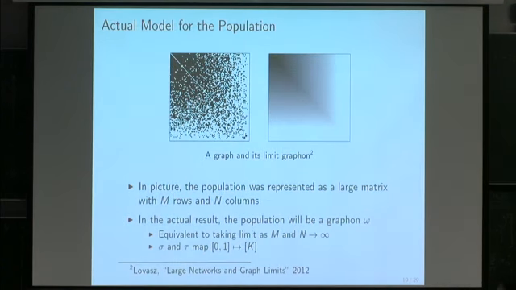In the picture, I represent the population as a large matrix with capital M rows and columns. But in the actual result, the population will be a graphon, the graphon I talked about. That's equivalent in a rigorous sense to taking the limit of this matrix as the number of rows and columns goes to infinity. And so now these mappings of the population that we just want to know if they exist or not, they map 0 to 1 to different blocks here.